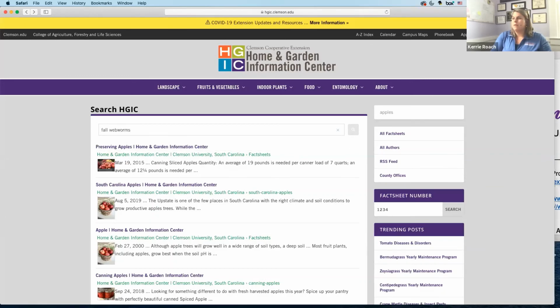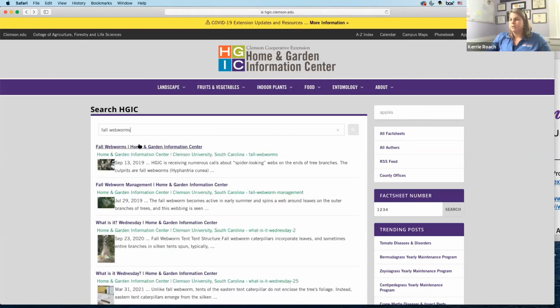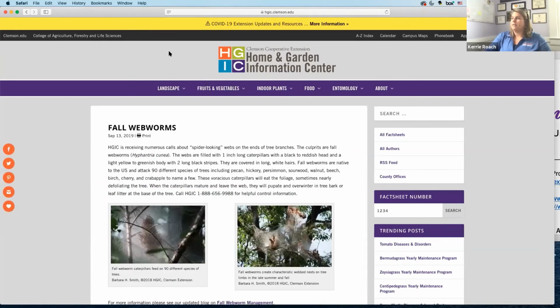Something you guys might have noticed is you might see webs in your trees. It's kind of off topic, but again, that's a topic that you might find on the Home and Garden Information Center.